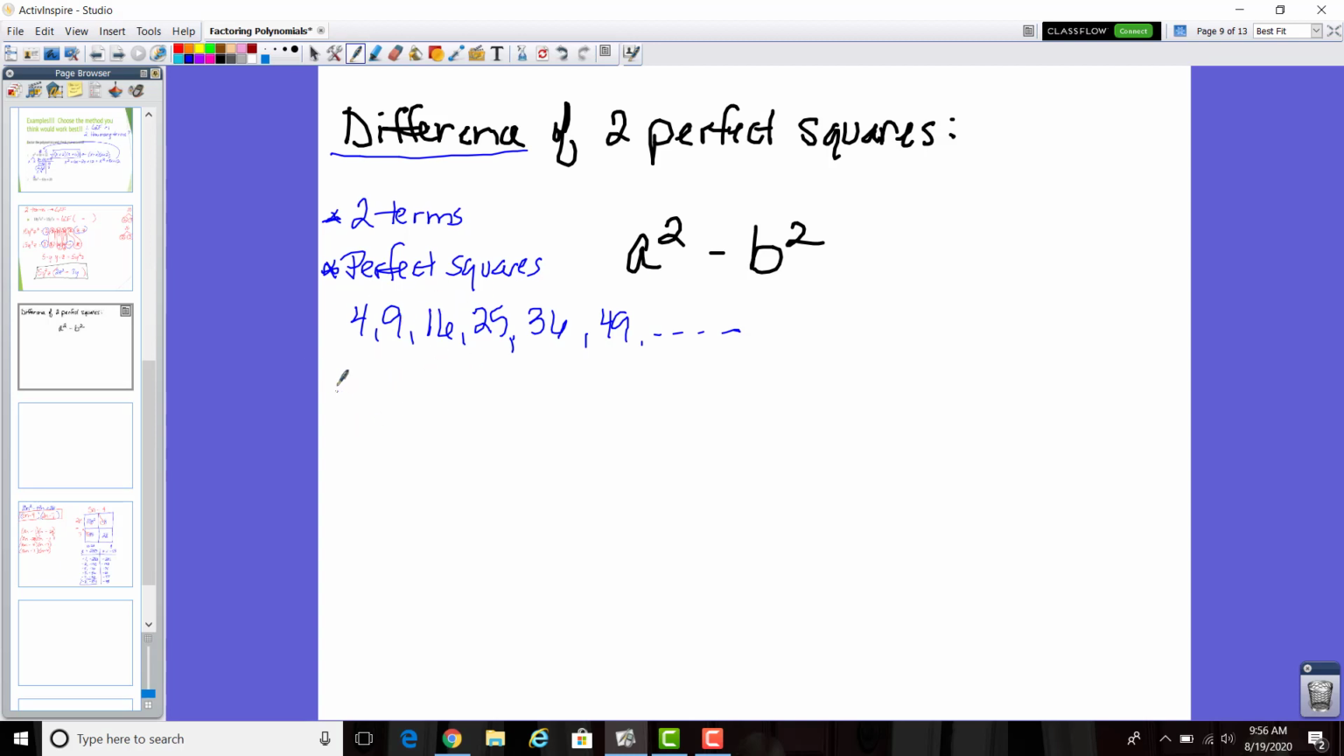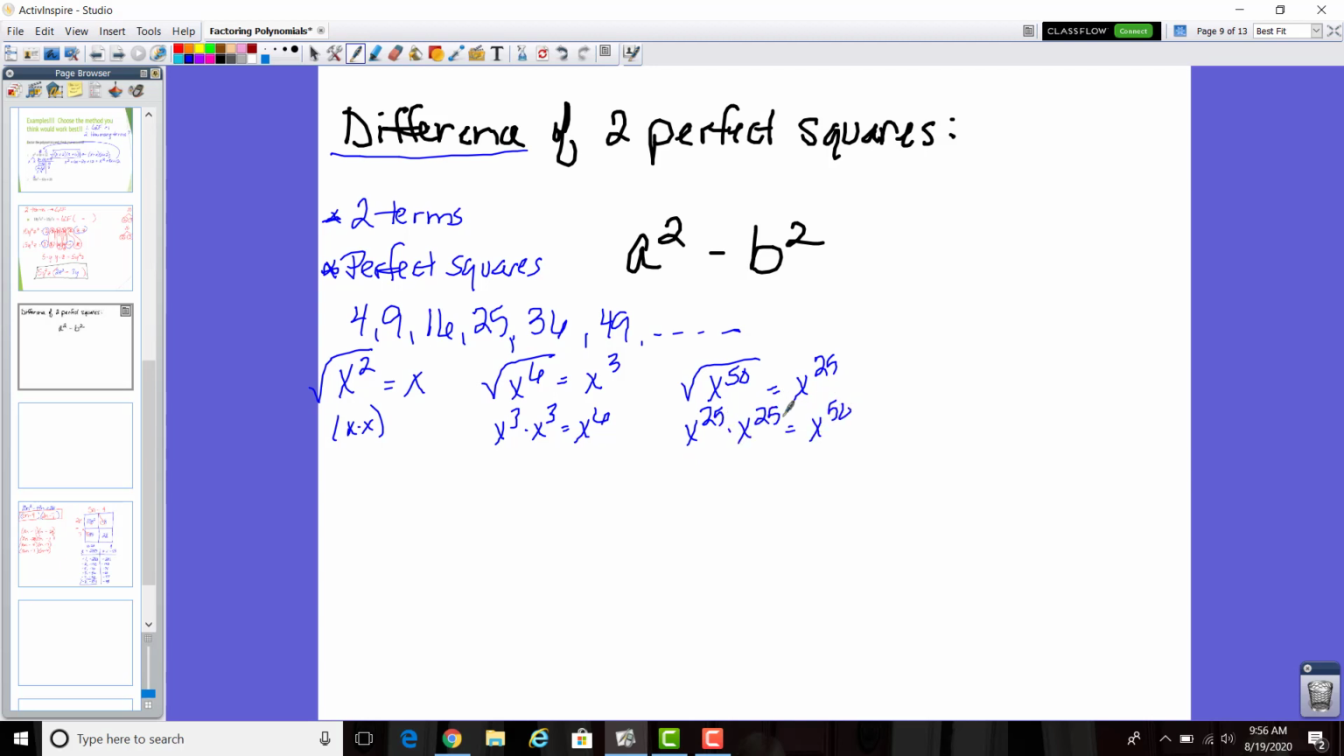When we're talking about variables, we're talking about any variable with an exponent that is even. Square root of x squared is x because x times x gives me x squared. Square root of x to the 6th is x cubed because x cubed times x cubed means I'm multiplying 6 x's together, or x to the 6th. X to the 50th power is a perfect square. Take the square root of it and we get x to the 25th. Because x to the 25th times x to the 25th means I'm multiplying 50 x's together.